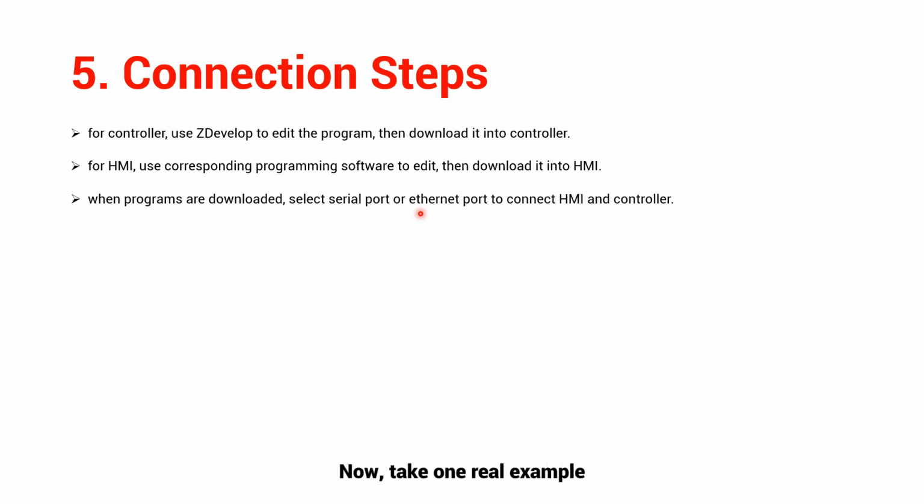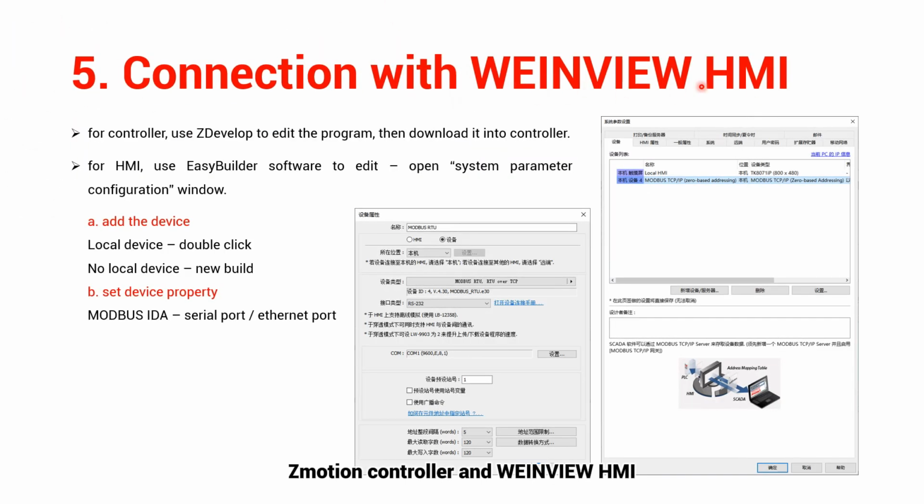Now, take one real example: a Zmotion controller and a WineView HMI. See the second step directly. The WineView programming software is Easy Builder. After editing, open this window. Firstly, add the device. It shows local HMI and local devices. If there is a local device, double-click to select it. If not, click New Device Server, and the Device Properties window appears.